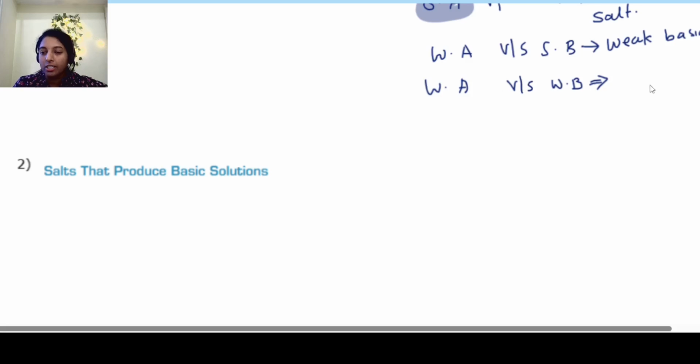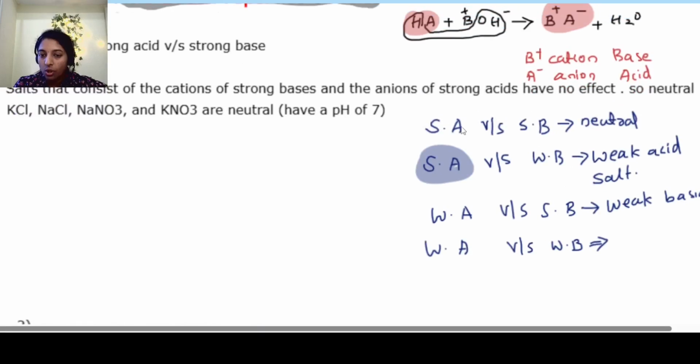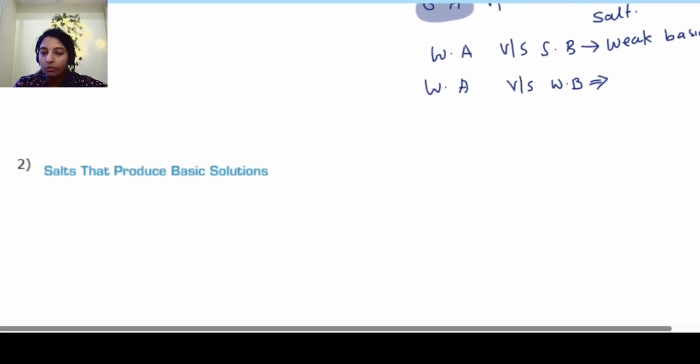Do you know the thing? It's not neutral. See, still the comparison is possible. If both are strong, there is no comparison, like 100% dissociation, 100% dissociation, so it's always neutral. But in the case of weak, we can't say that. Still, the comparison is possible: how weak is it? Is the weak acid weaker or is the weak base weaker? So how do you compare these things? What's the comparison factor? Yes, the Ka value, right? You can compare with the Ka and Kb values. You know, the strength of an acid is determined by the Ka.